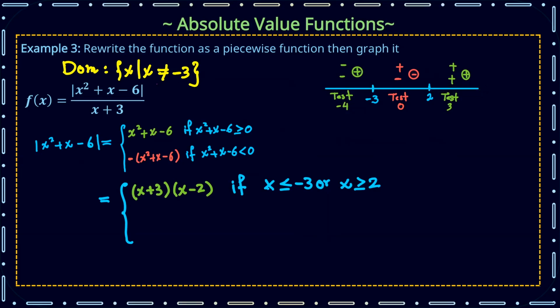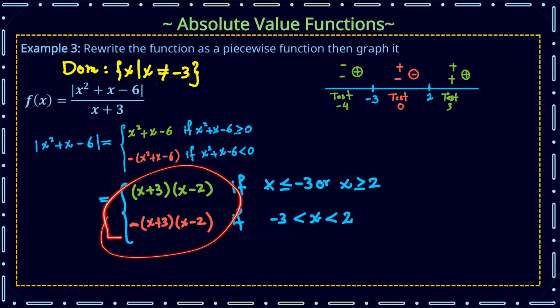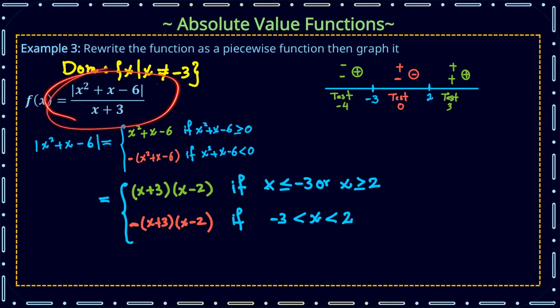We are going to get the negative, for the second piece, the negative in factored form, x plus 3 times x minus 2. This happens if x is between -3 and 2. This is the double inequality, meaning between -3 and 2. Alright, so this is the piecewise form of the absolute value part of our function.